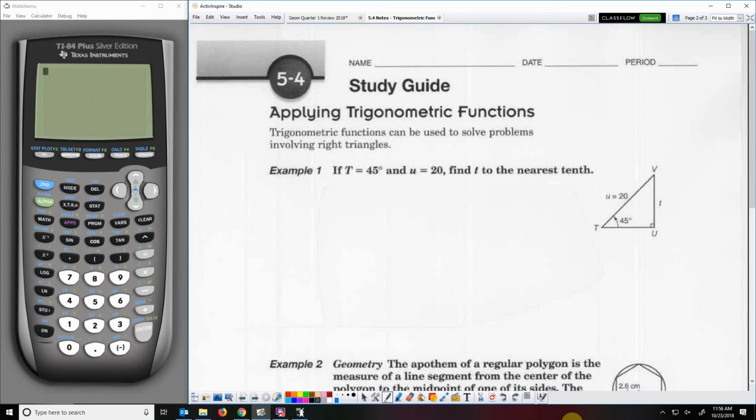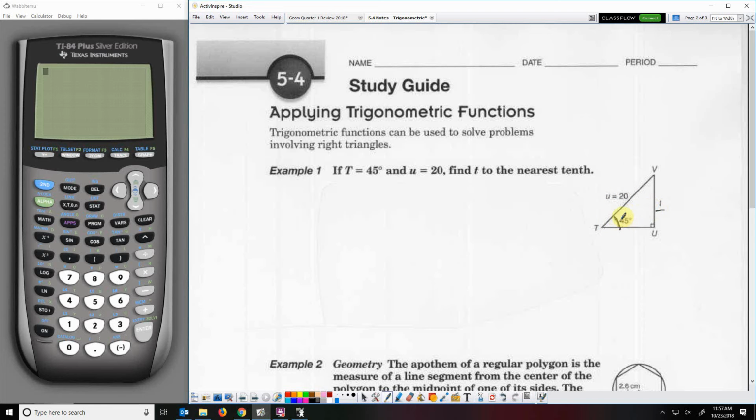We're going to do some application of our basic trig functions. So here, if we've got angle T at 45 degrees, side U is 20, find the length of side T to the nearest tenth. Okay, so we've got to think about sine, cosine, or tangent from this 45-degree angle. T is the opposite, U is the hypotenuse, so that is going to be sine.